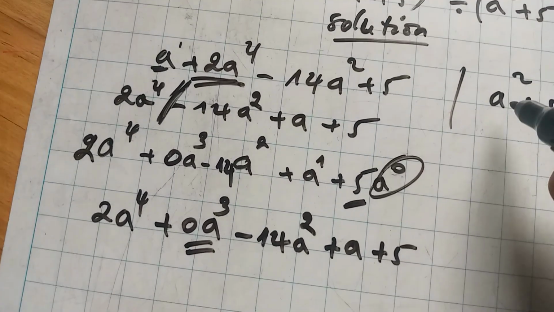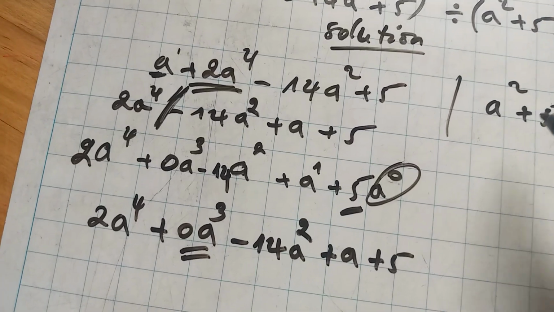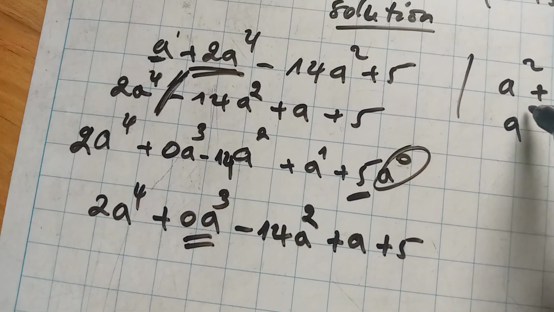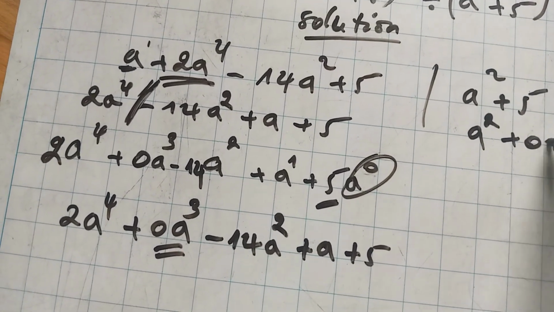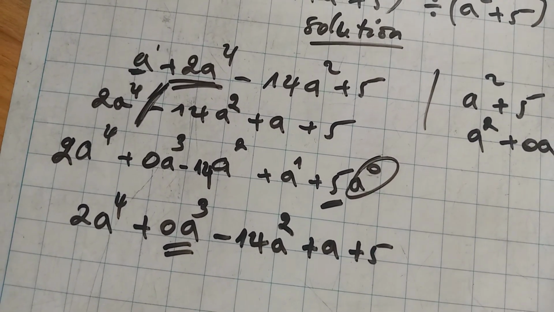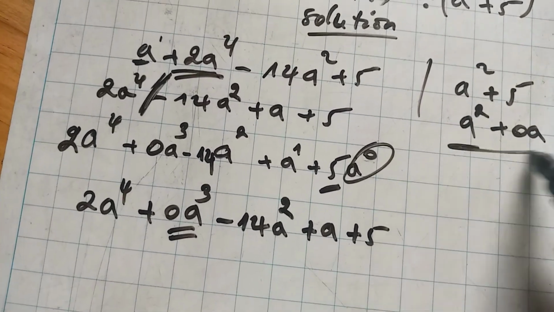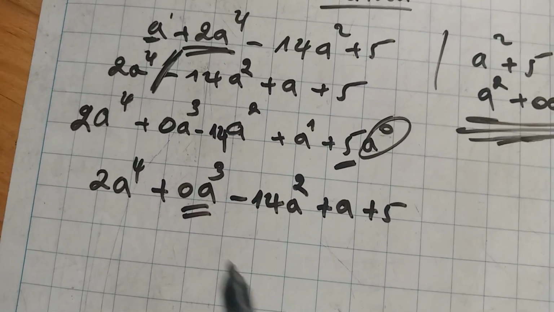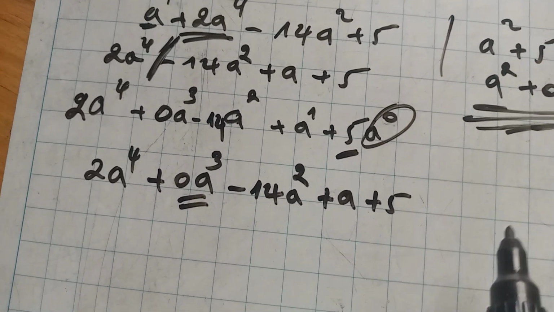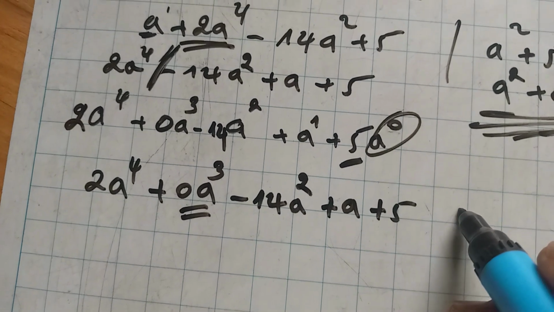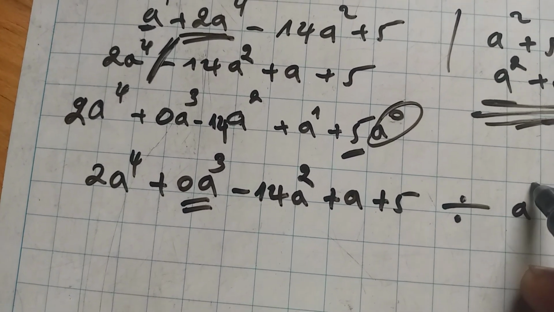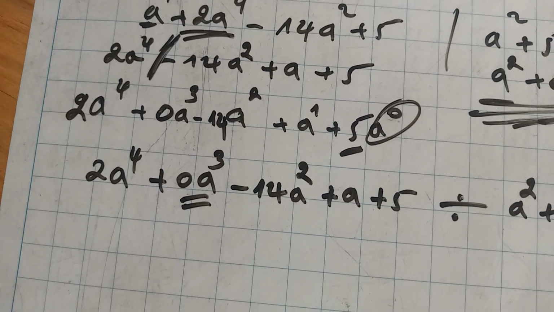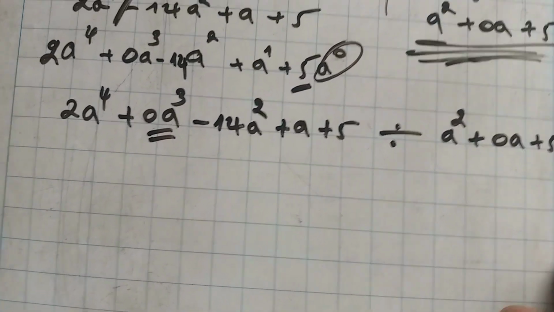On the other side here we have a^2 plus, and we have skipped the power 1, so we have a^2 plus 0a plus 5. This is the other polynomial that is going to divide the one we are given. So now we have this one to divide by a^2 plus 0a plus 5, right?